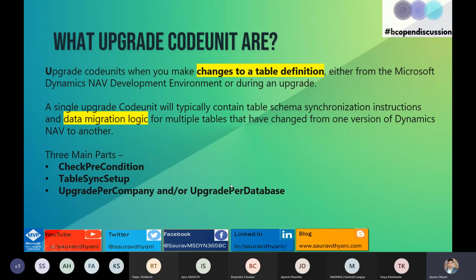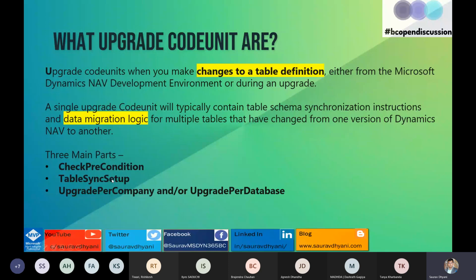So that means if you have a table which is not set to data per company, then you will write it here. If it is data per company, then you will write it here. And we'll see an example of it.